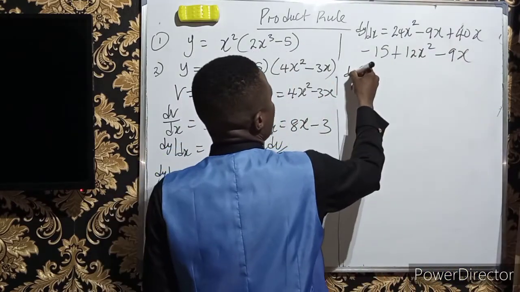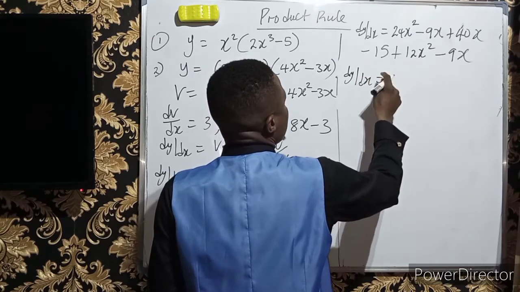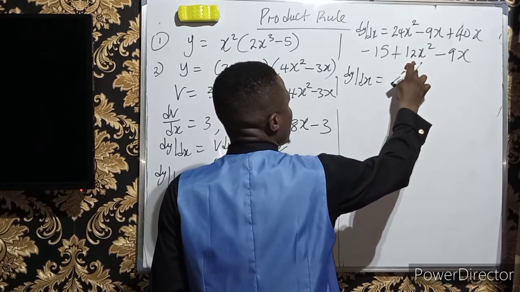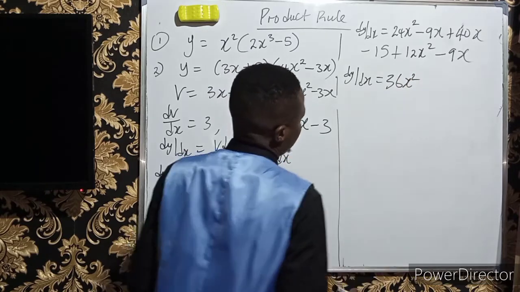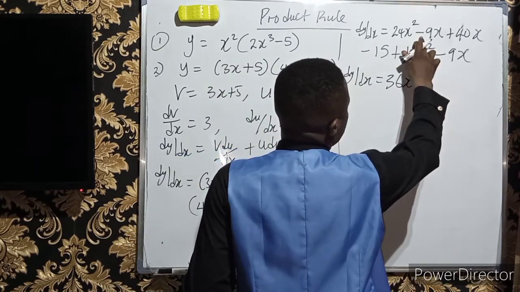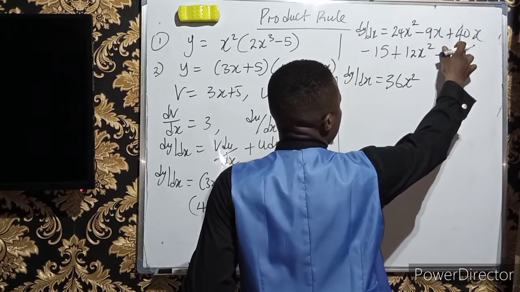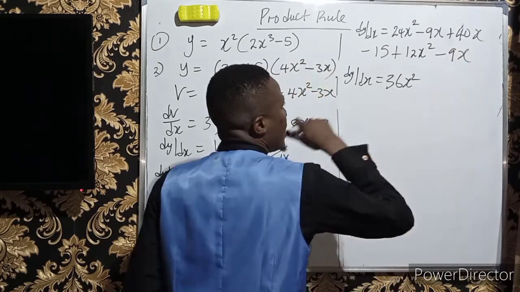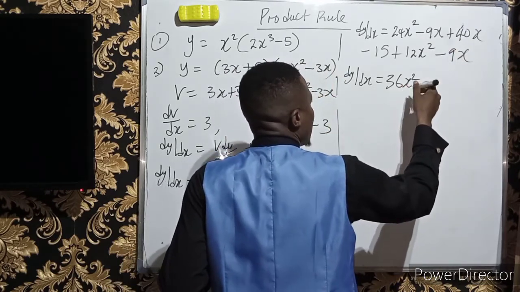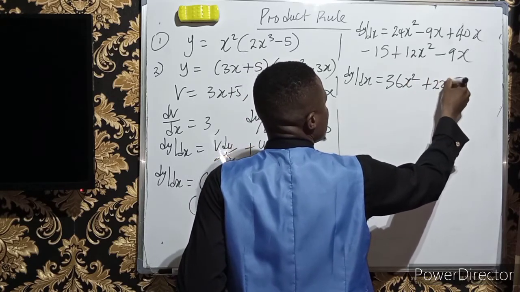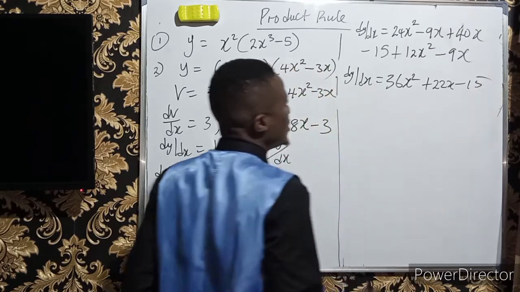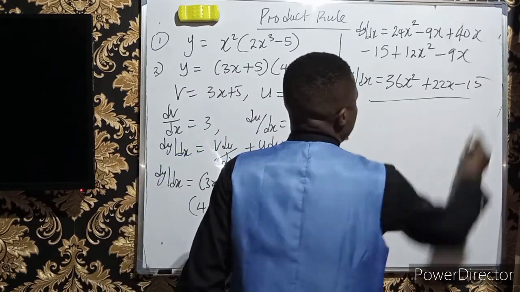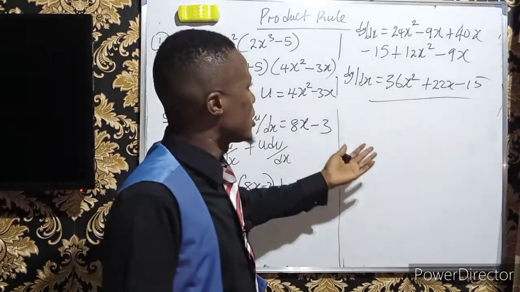Okay, now dy dx collecting like terms will give me 24x squared plus 12x squared is 36x squared. Minus 9x plus 40x is 31x. Minus 9x is just 22x, then minus 15. And there is nothing that could be done about this again, and that becomes the answer.